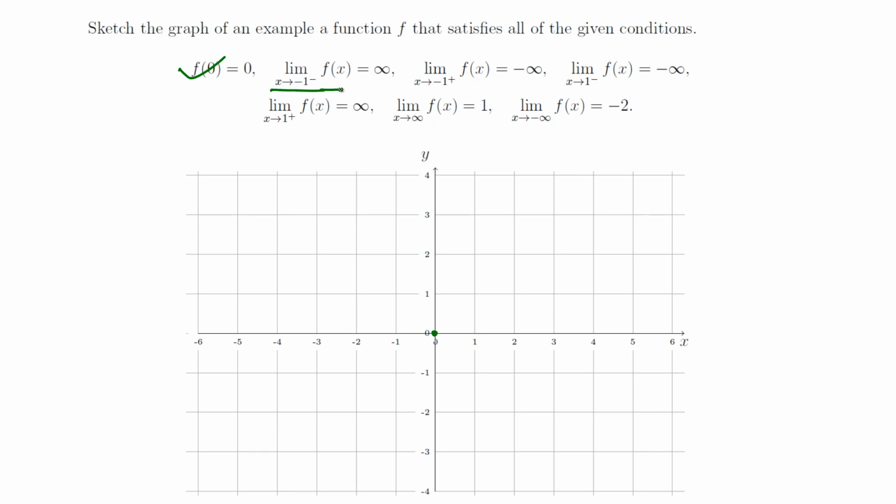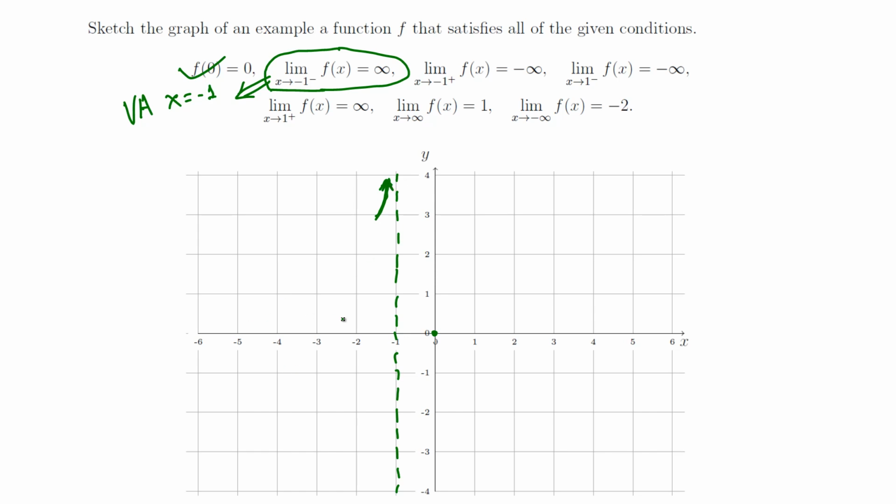Next, the function goes to infinity when x goes to -1 from the left. Whenever the function goes to infinity or negative infinity when x goes to some number, that means we have a vertical asymptote. So here a vertical asymptote is x equals -1. I'm writing dashed lines, and we know that when x goes to -1 from the left side, the function goes to positive infinity. I'm just going to mark this for now.